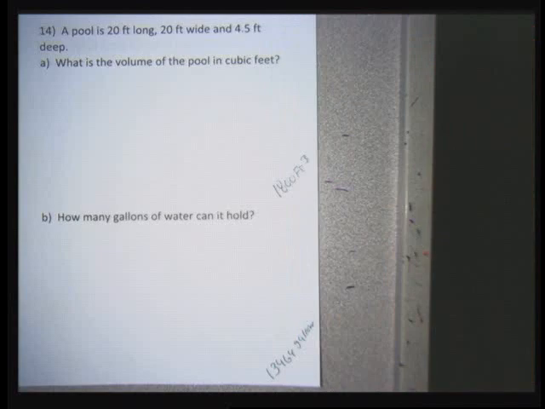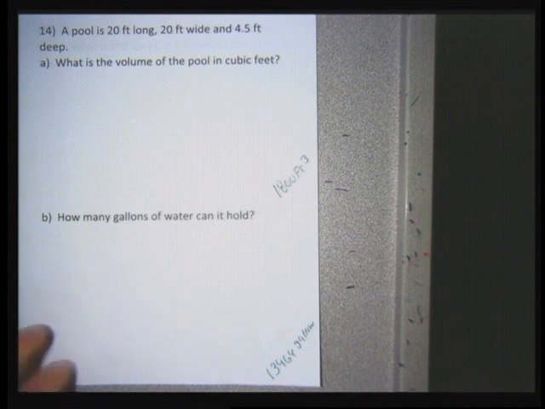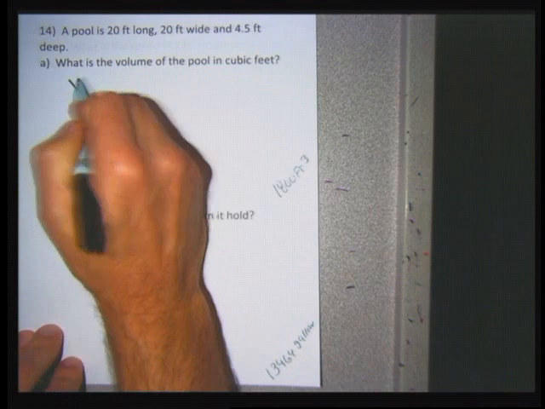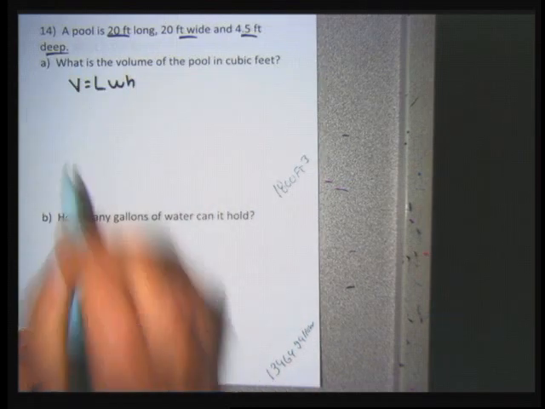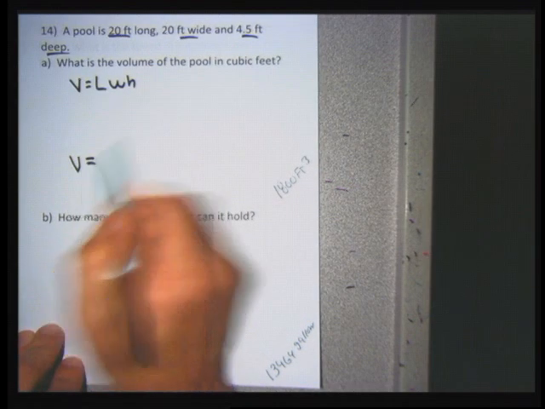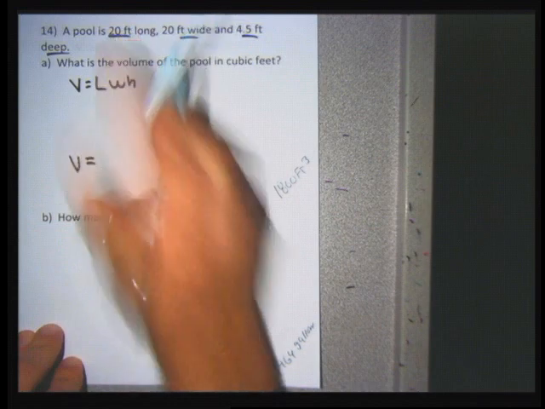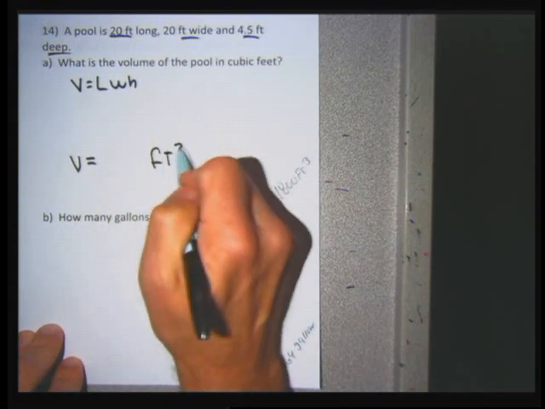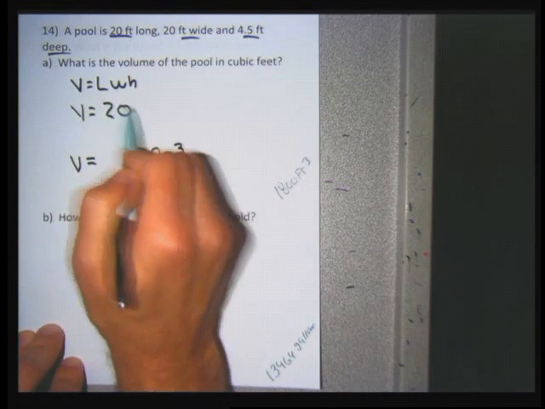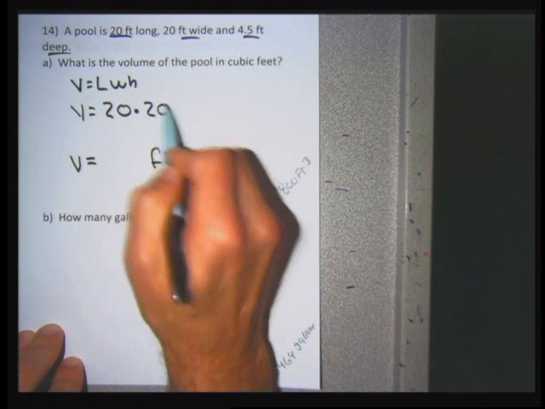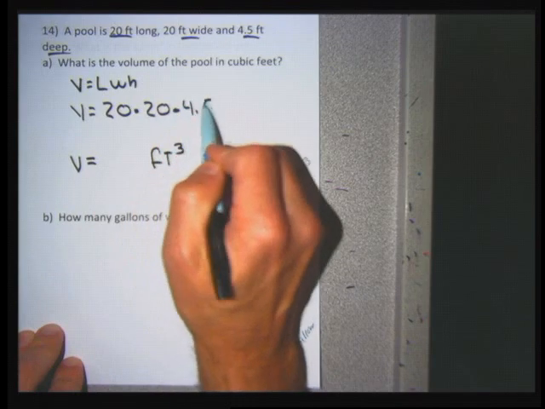Okay, 2-part problem, 14. I have a pool that's a rectangular prism, I'm assuming. First find its volume. And the volume of a rectangular prism is length times width times height. And this is the length, that's the width, this must be the height, even though I call it the depth. So the volume of the pool has to have cubic units. The units in the original problem are feet, so the volume is going to be in cubic feet. And the number part is going to be the length, which is 20 feet, times the width, which is 20 feet, times the depth, which is the height, which is 4.5 feet.